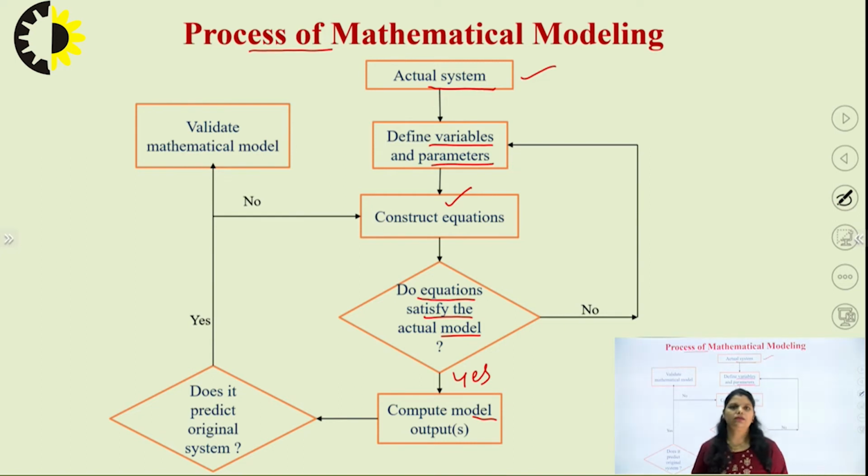But if the equations are not satisfying our actual system, we will again define the variables and the parameters. After solving our model for the outputs, we will check: does it predict the original system? Are we getting output similar to what the original system should give? If yes, then we will validate our mathematical model. If no, if we are not getting the required output, then we will again construct the equations. So this is the complete process of mathematical modeling.